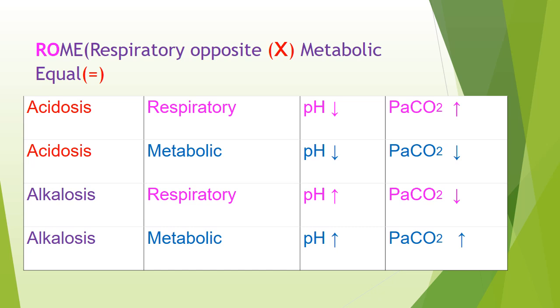Here we can see the respiratory are in opposite. The pH and the carbon dioxide in respiratory is opposite. We can see the metabolic. The pH and the carbon dioxide are in equal or same direction.